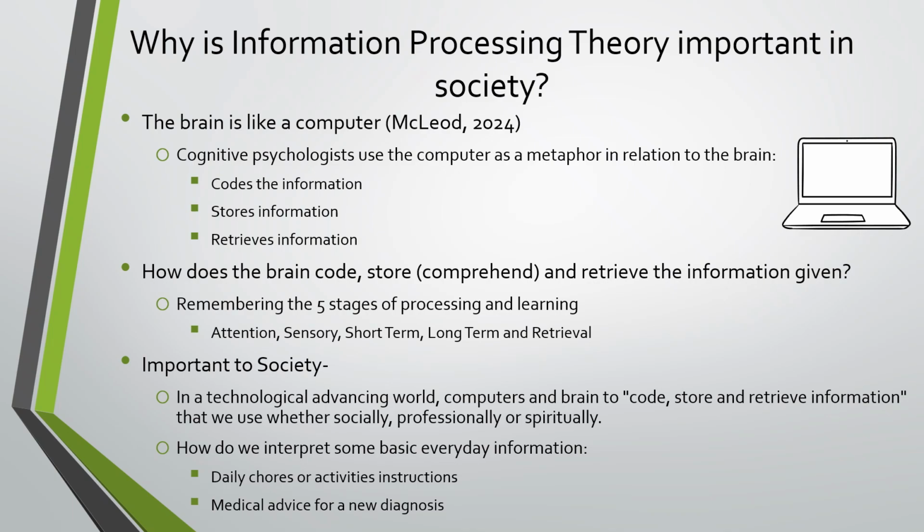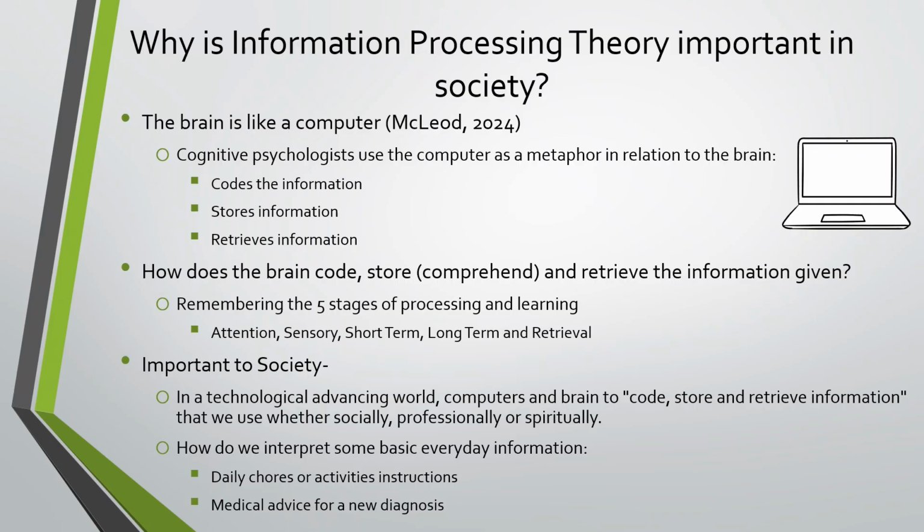Why is the information processing theory important in society? In general, we learn on a daily basis and often think of our brain as a computer. Cognitive psychologists use the computer as a metaphor in relation to the brain. A computer codes the information, stores the information, and then later retrieves the information. How does the brain code, store, comprehend, and retrieve the information given? Remember the 5 stages of processing and learning, which are attention, sensory, short-term, long-term, and retrieval.